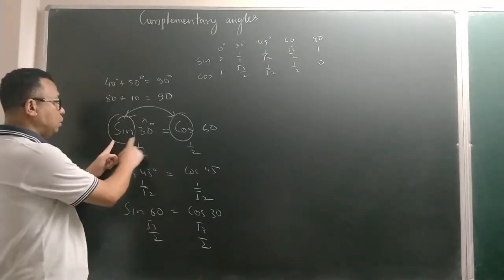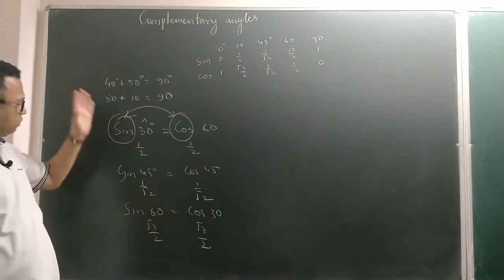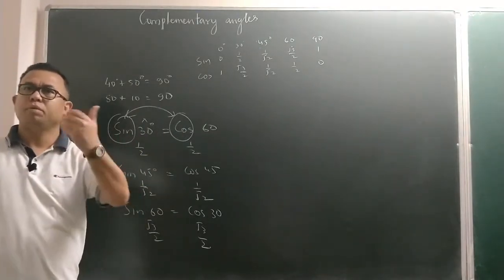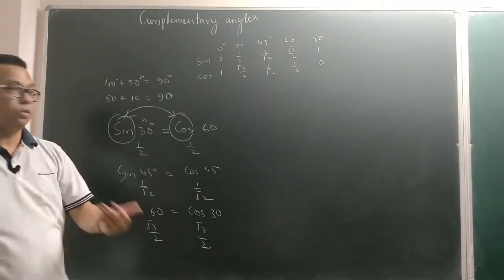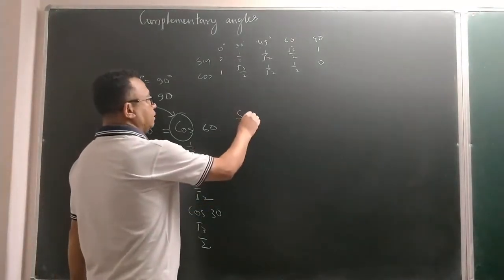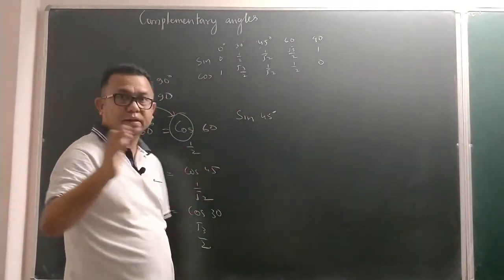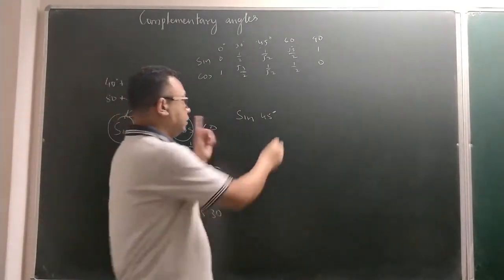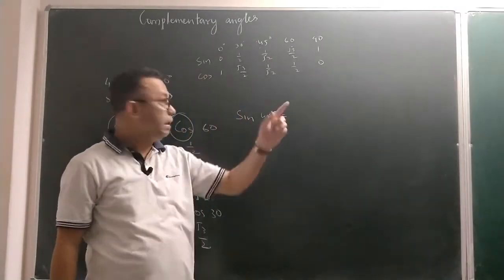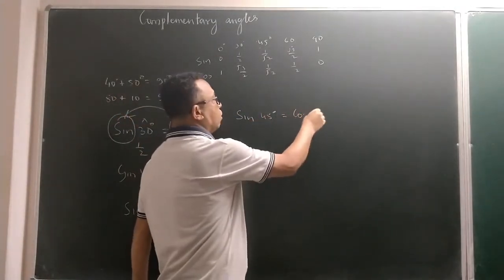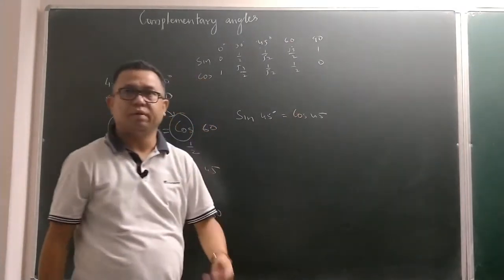Now see, I have shown you here in the example only of sine and cos. That means any angle of sine is complementary with cos. So if I tell you sine 45 degree is equal to how much of cos, then you just calculate in your mind 90 minus 45. 90 minus 45 is 45, so it is cos 45. That means sine 45 and cos 45 are the same.